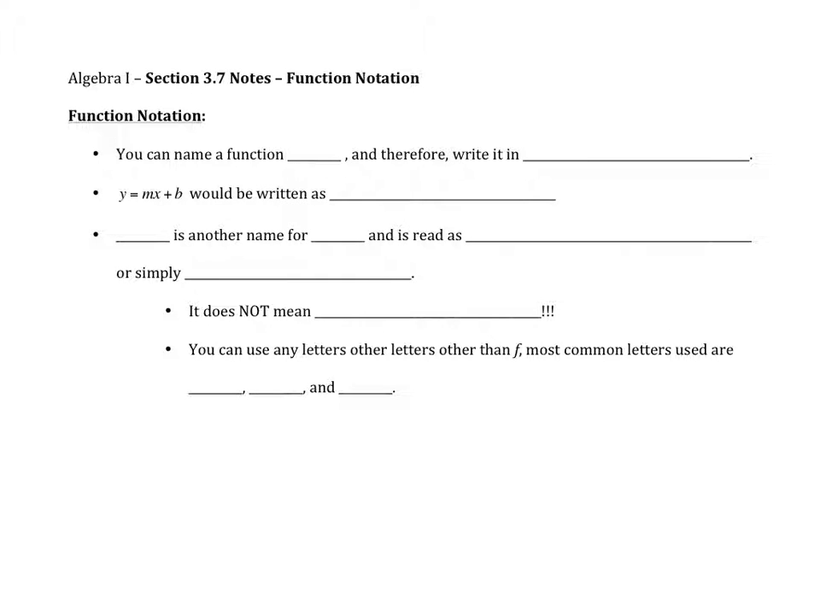Section 3.7 is all about function notation. In Chapter 1, we talked about functions. We looked at what makes something a function and how to identify a function. Now remember, a function is when x values do not repeat when you're given a table of values.